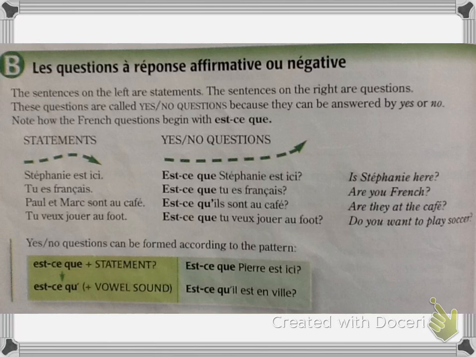Right? So remember, this isn't just a vowel sound, but this is also a silent H. In French, a silent H is a vowel sound. So, est-ce que Pierre est ici? That's asking, is Pierre here? Est-ce qu'il est en ville? Is he in town? So again, really, this is our best way to ask questions. And again, it's our best way because as soon as we hear est-ce que, we know that it's a question.